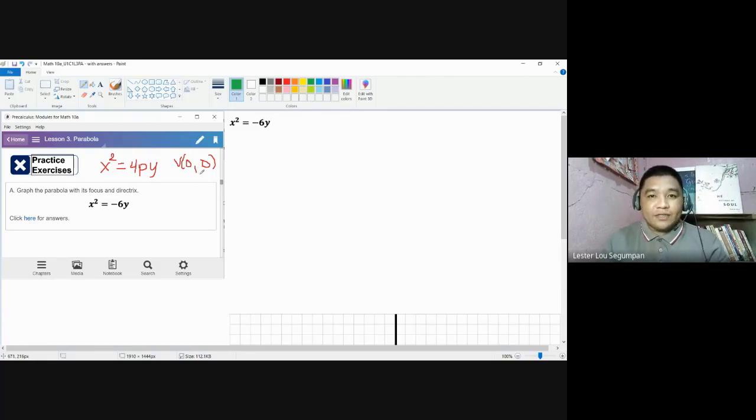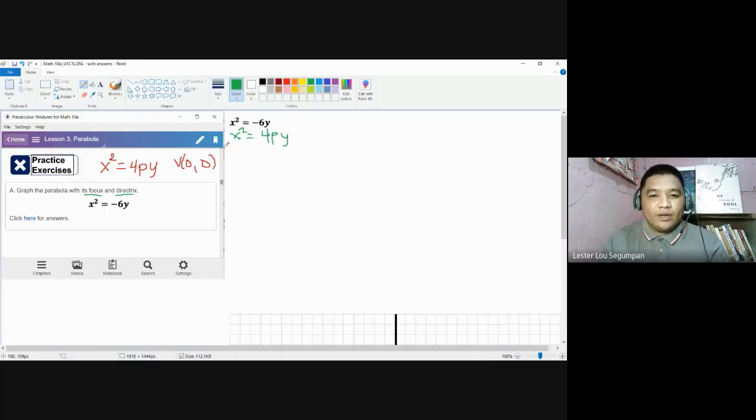So we already have its vertex, but next we need to determine the focus and the directrix of the said equation of the parabola. Since this form is already expressed as x squared is equal to 4py, we can just simply place it here. You have x squared is equal to 4py.